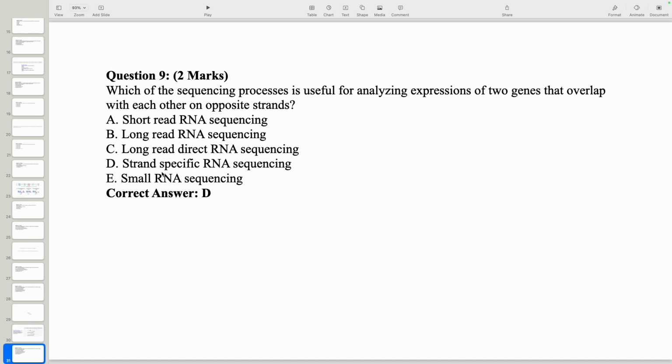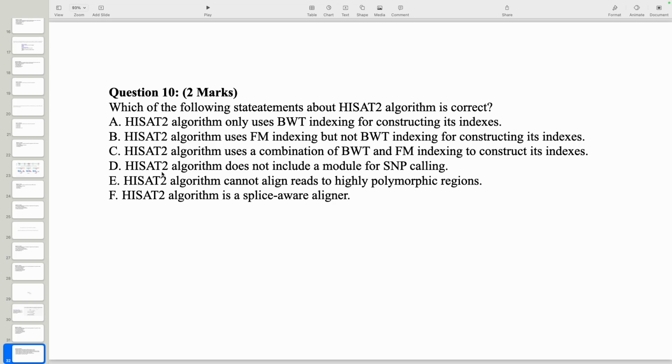So, to not over analyze our reads for a particular gene, and since we have the information that there is an overlap of these two genes which are present on different strands, we will go for the strand specific RNA sequencing, where we first separate both of the strands and then sequence them separately. So if this is clear, we'll move to our next question, which states: which of the following statements about HISAT's algorithm is correct.